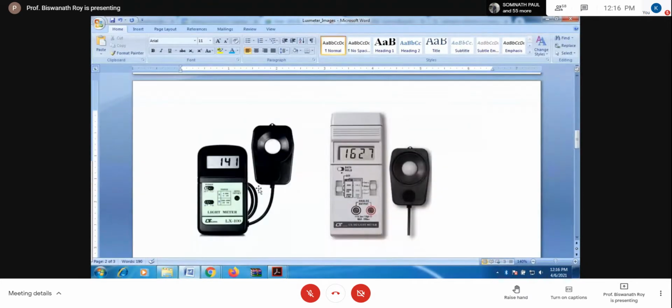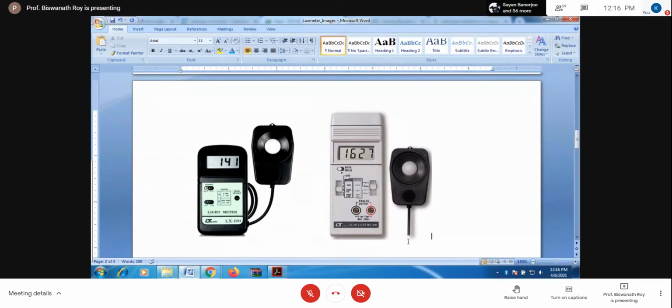So, incident luminous flux density per unit area. It is supposed to measure the light. Luminous flux means light, so a light sensor is there. This is the light sensor actually. So the white part is the diffuser. This unit is a light sensor, right?